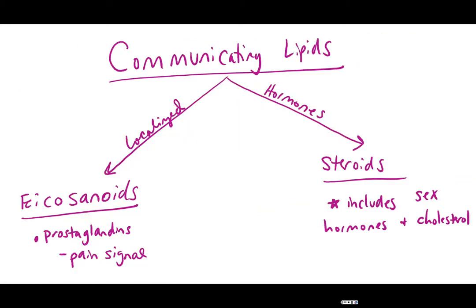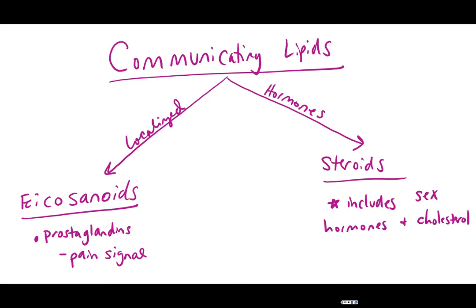We've mentioned too that you have lipids involved in communication. There are 2 categories here. We have a category of lipids called eicosanoids, which are very localized. They're actually called local hormones. A key example of an eicosanoid is a prostaglandin. Prostaglandins are released by cells that have been damaged, so this is important in that pain signal. So if you have damaged tissue, you need to know about that so that you can take care of that issue.